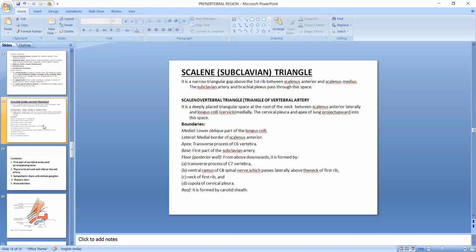Boundaries: medial, the lower oblique part of the longus colli; lateral, the medial border of scalenus anterior; apex, the transverse process of C6 vertebra; base, the first part of the subclavian artery. The floor is formed from above downward by the transverse process of C7 vertebra, ventral ramus of C8 spinal nerve, neck of the first rib, and the cupula of the cervical pleura. The roof is formed by the carotid sheath.